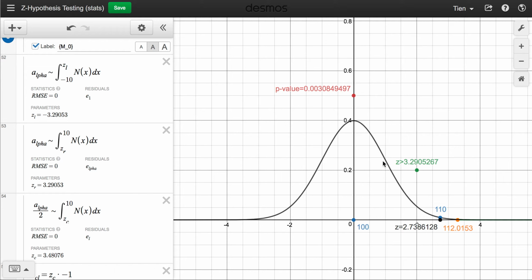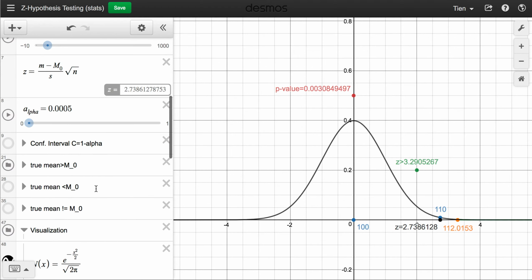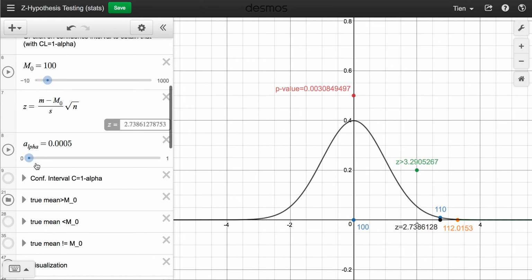And then what the calculator does is take that z-score, translate it into an actual x value of 112, and then draw the appropriate region. If we make our alpha value or level of significance something a little bit less ridiculous, like let's say 0.01, then now that z value is 2.326 something, and now we can accept the alternative hypothesis.